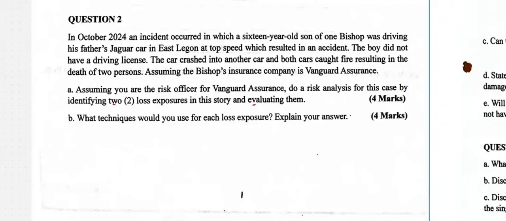So what comes to mind when you read the A? Assuming you are the risk officer, do a risk analysis for this by identifying 2 loss exposures in this story and evaluating them. What must come to your mind? Yes, property and liability. That's fine, very well. Well done. Who else?